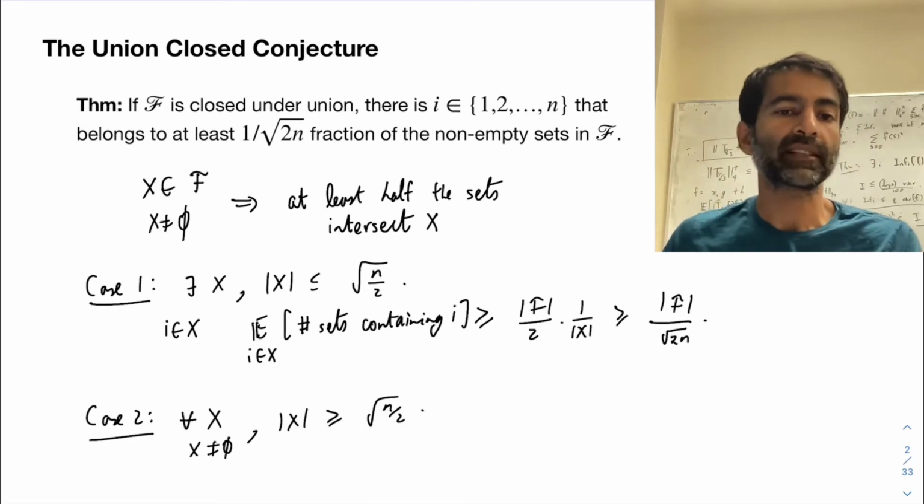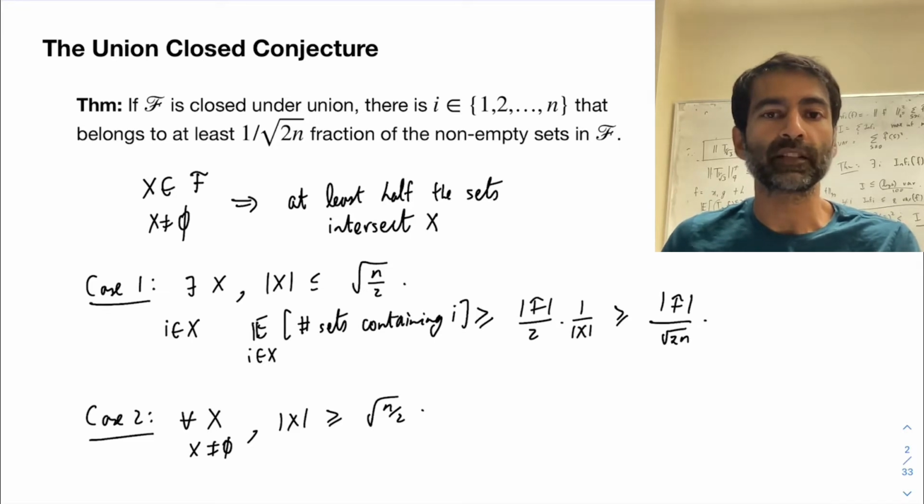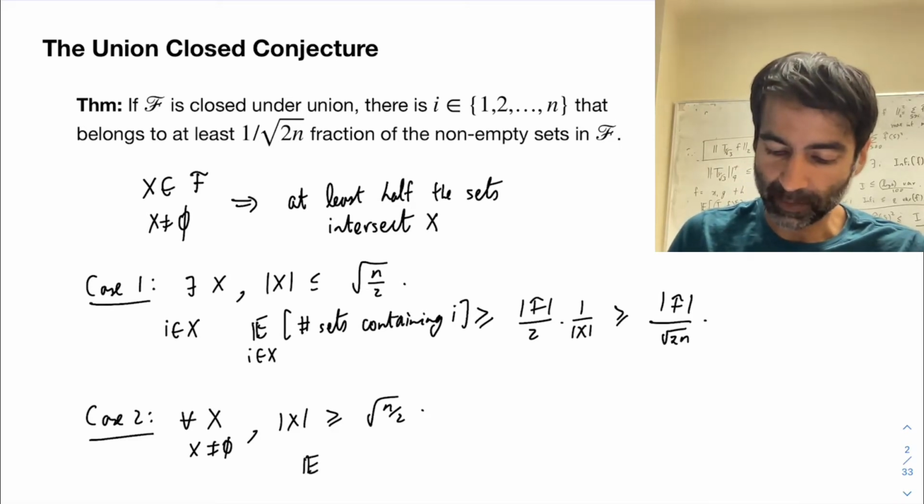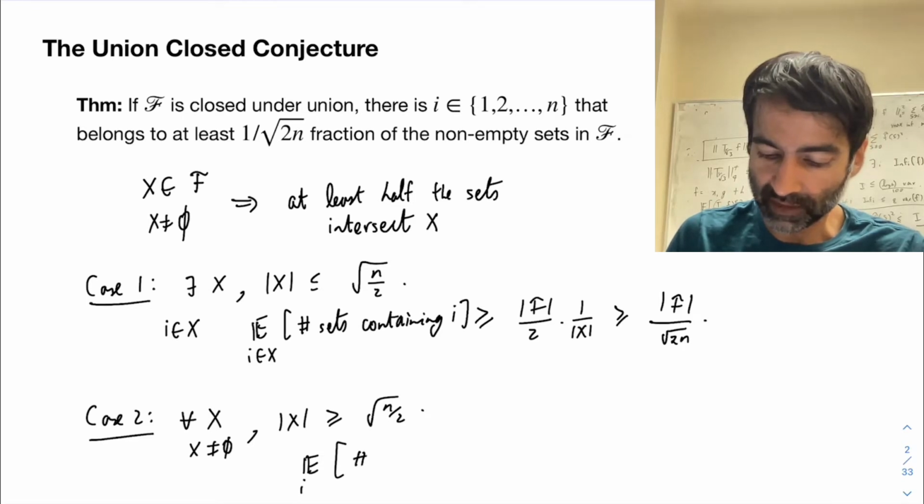But in this case, let's just pick a random element from the entire universe and count the number of sets that contain this random element on average. What is the expected number of sets that contain a random element?